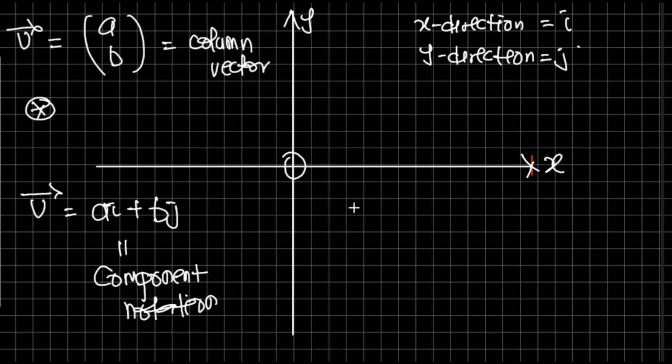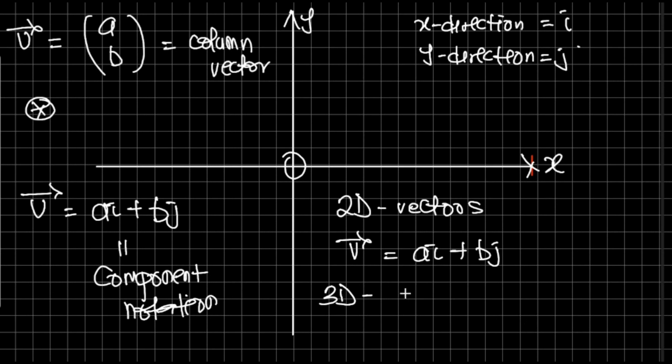So we can have two-dimensional vectors. Two-dimensional vectors have only this kind of notation, ai plus bj, and then we have three-dimensional vectors. Three-dimensional vectors have three components, like ai plus bj plus ck. Okay, so like that. So three-dimensional vectors are represented in the form i, j, and k.